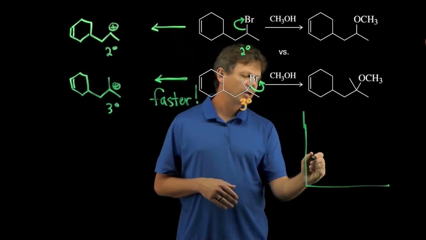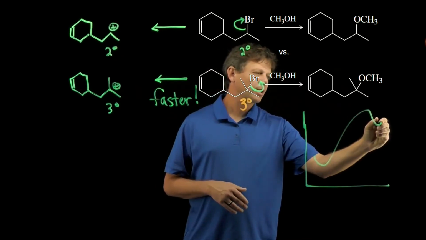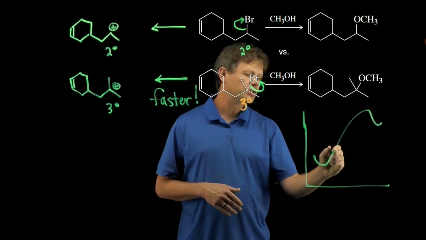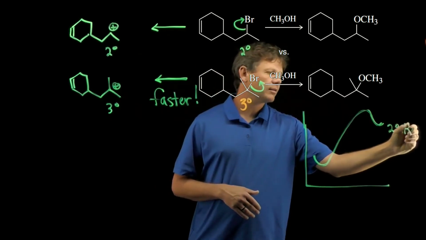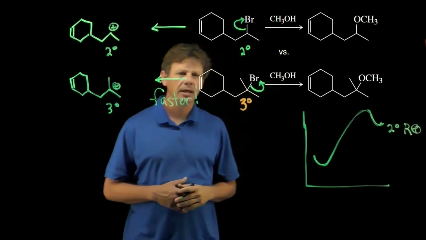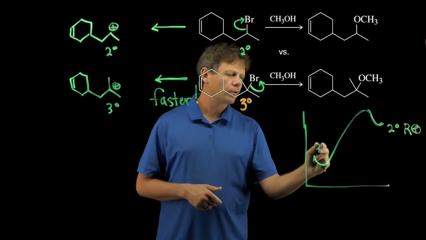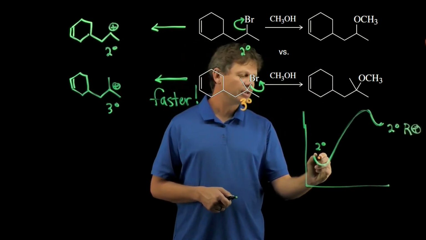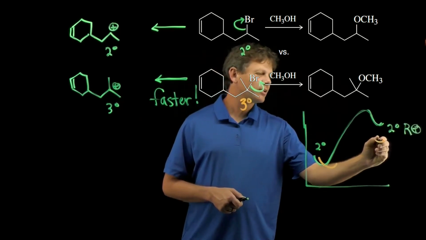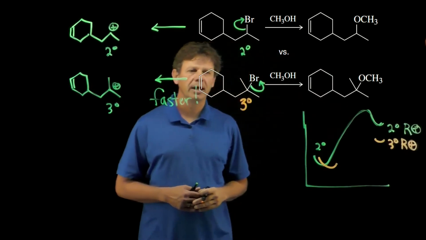So for the secondary, it's going to be an uphill process to make a carbocation. So carbocation formation is going to be uphill in both cases. Here we make the secondary carbocation. If we do the same thing in orange for the tertiary, again, having it start at the same place, it's going to start here, but it's going to finish lower because it's making a tertiary carbocation.